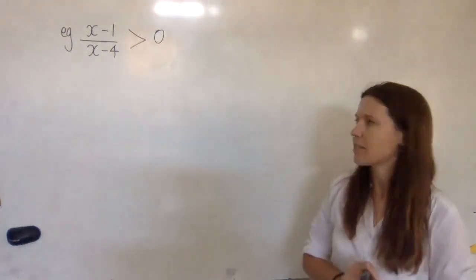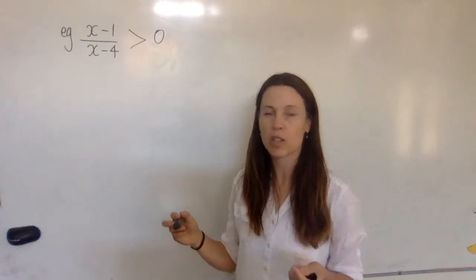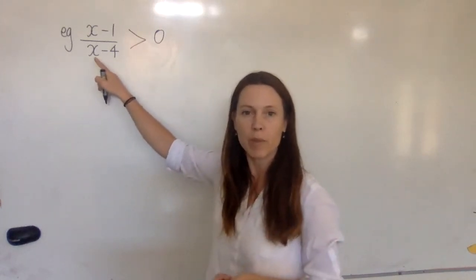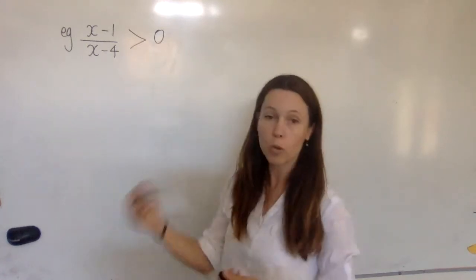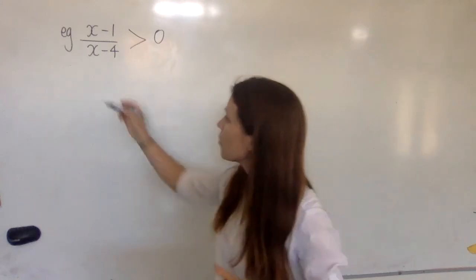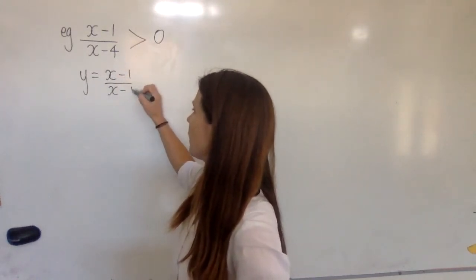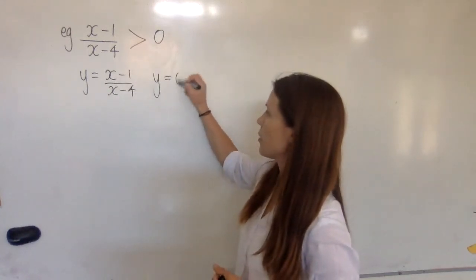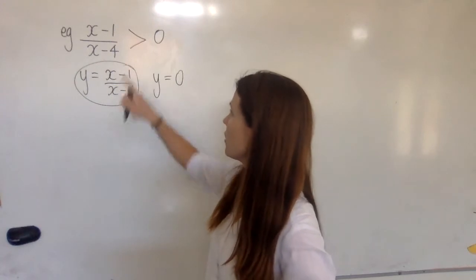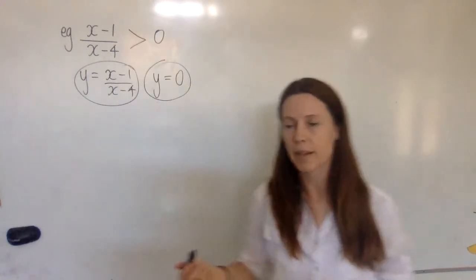And now we've got a tricky example. It looks deceptively simple, but you need to be careful here that you don't try and solve it by just multiplying both sides by x minus 4, because we don't ever want to multiply our unknown by 0 or divide an equation by our unknown, because we lose solutions. Instead, what we want to do is graph the left-hand side, and then graph the right-hand side, and see when this function is greater than the line y equals 0, or the x-axis.